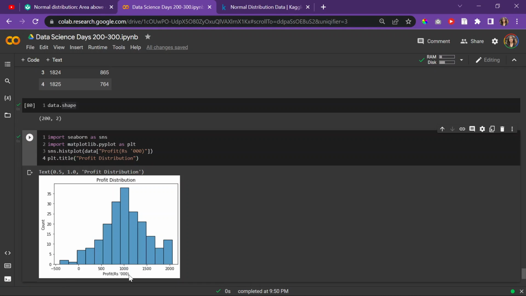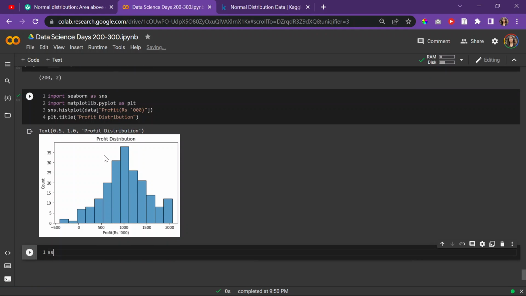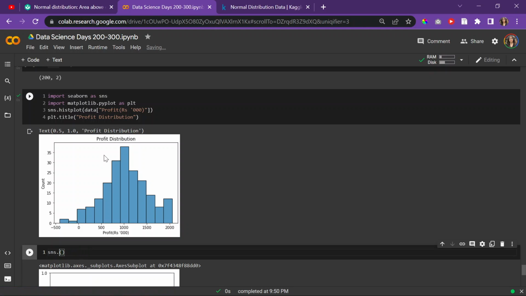I think, profit, and then over here on the left is the count, which is the same thing as frequency. Okay. I think this is good for a normal distribution. Now, these are basically all bars because it's a histplot. So how can we make it into a curve? I'm not sure if there is a density option. So if I do histplot for now, and then see if I can change it.